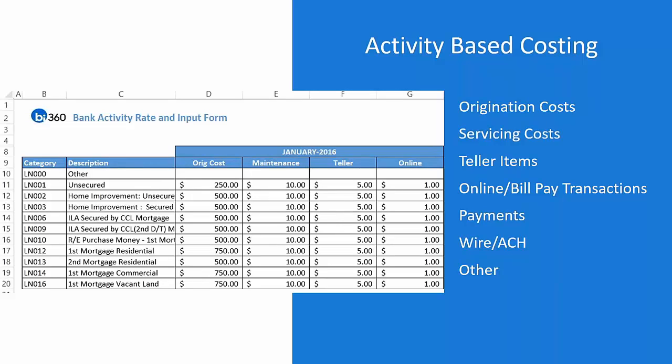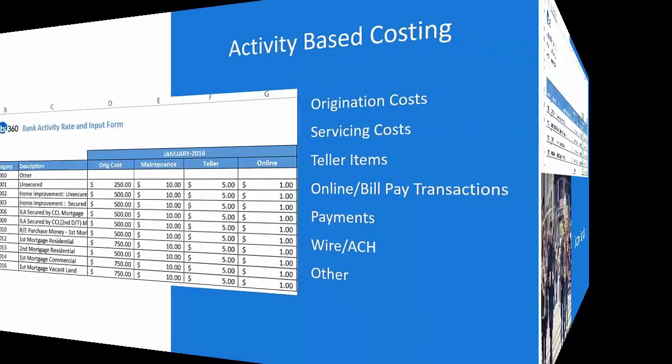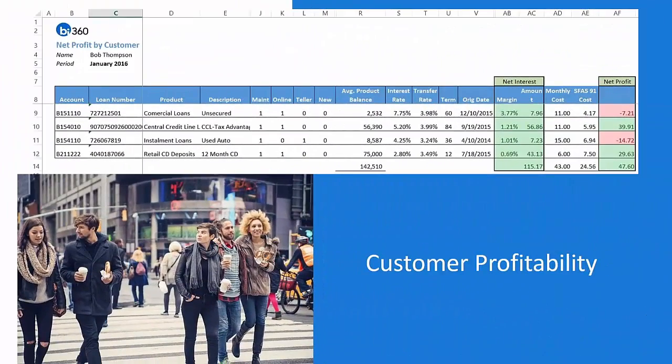Obviously, you should be able to track all the fees, service charges. And then when you add it up, here's an example of net profit by customer. How is this customer, Bob Thompson, doing for January? He's got 4 instruments with us: a commercial loan, a home equity loan, an installment loan, borrowing a lot of money from us. But good thing he's got a lot of money with us in CDs as well. We've got his balances, his rate, his transfer rate, the term, origination date, essentially the margin on those balances, the NIM for the month, $115.